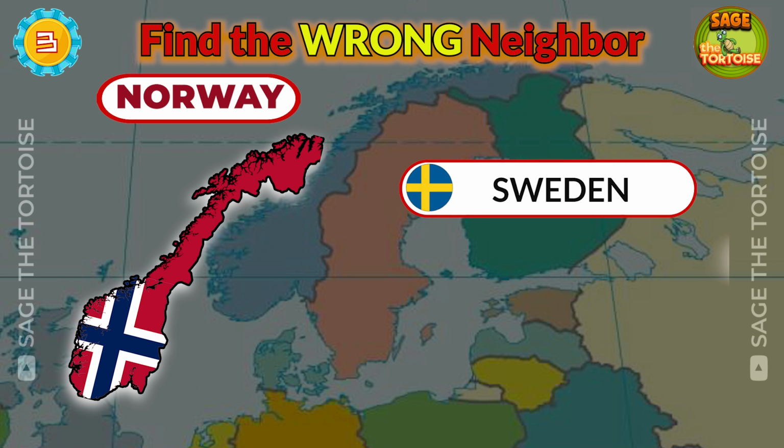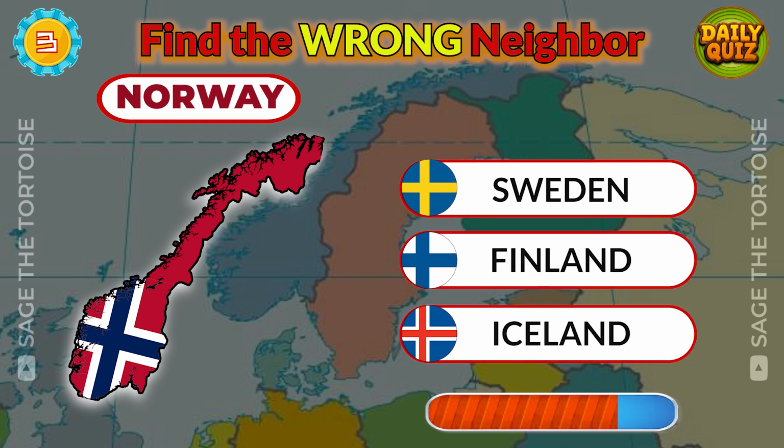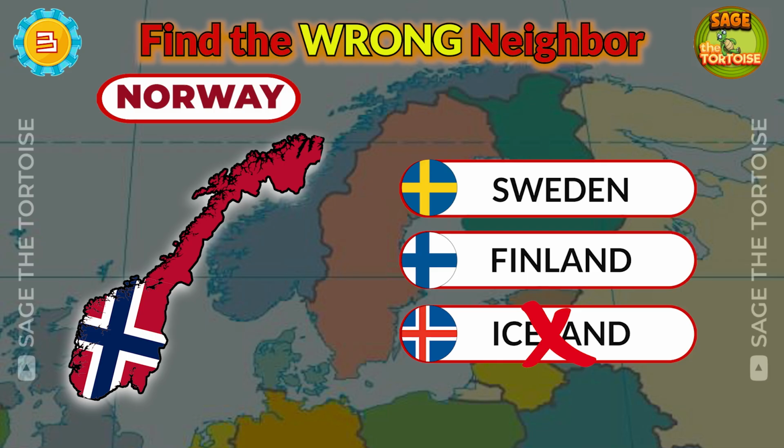Norway borders Sweden, Finland, and Iceland. Which one is wrong? The answer is Iceland.